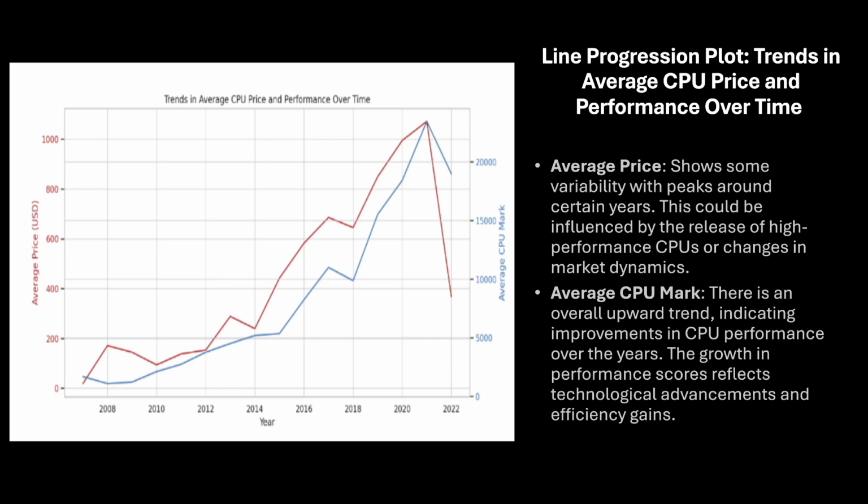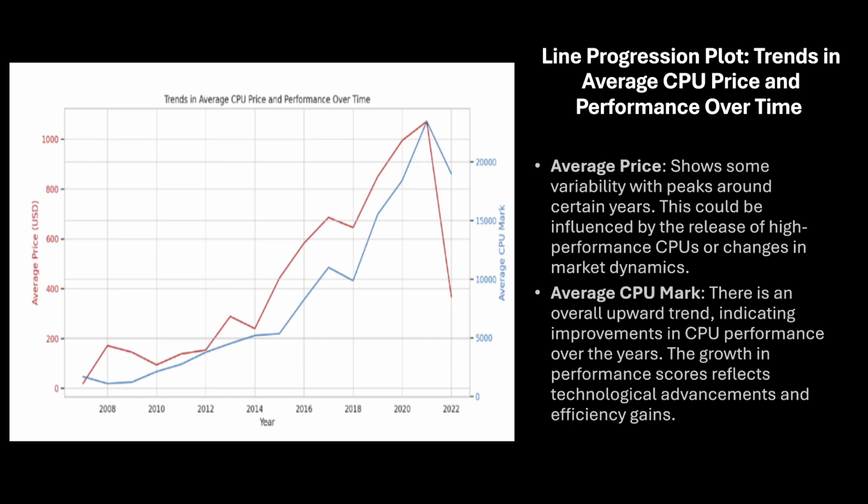These fluctuations reflect market dynamics and technological milestones. Also, the average CPU mark shows a clear upward trend. This really reflects the ongoing technological advancements and efficiency improvements. It's fascinating to see how these trends correlate with historical developments in computing technology.